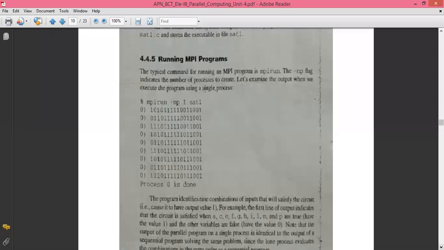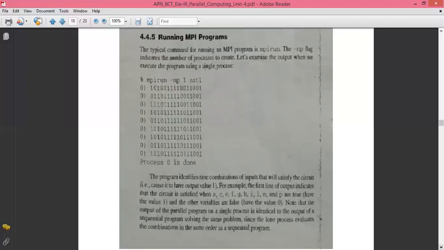Okay, as per their choice, they can create a number of processes in the memory. This is one of the examples where we are creating only one process, and all the combinations are identified. All the 16-bit combinations are being identified by that single process. Okay, so this is the first thing.